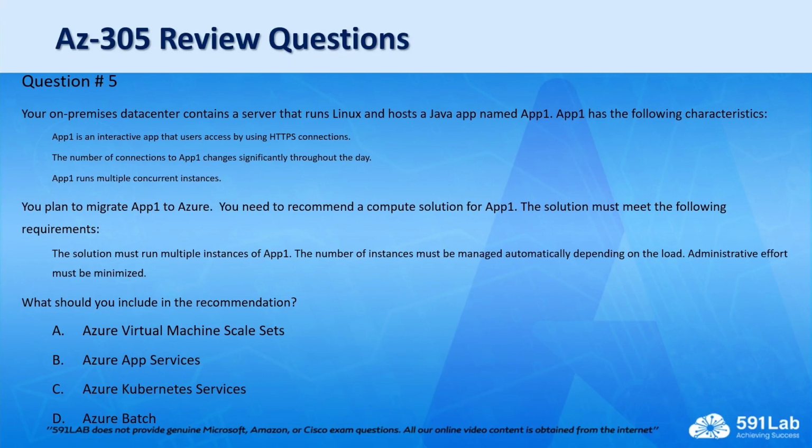In this question, it says your on-premises data center contains a server that runs Linux and hosts a Java app named App1. Okay, we have a data center and a server in it which is running the Linux operating system, and it is hosting a Java application named App1. App1 has the following characteristics. App1 is an interactive app that users access by using an HTTPS connection. So HTTPS connection means it is a web app.